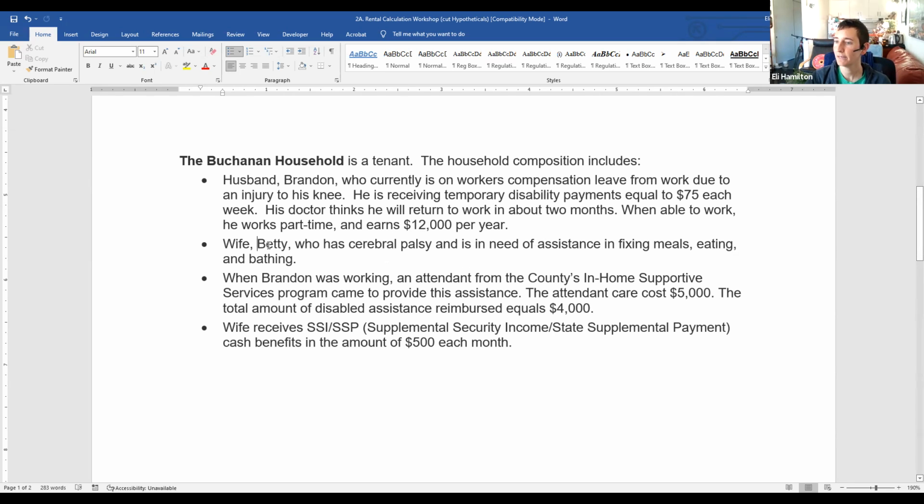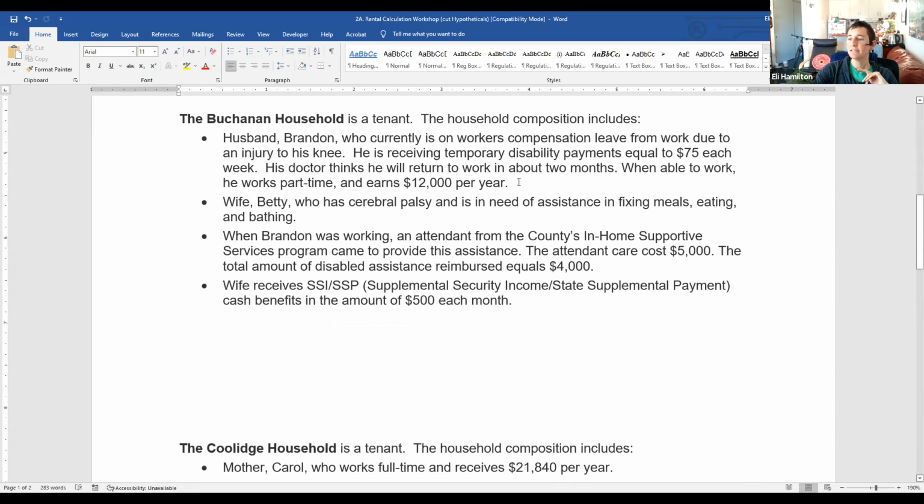And then his wife, Betty, does not have any income indicated, but she does have a diagnosed disability and she does need in-home assistance. When Brandon is working, there is in-home supportive services that comes to provide attendance, and the cost of that care is about $5,000, but up to about $4,000 are reimbursed. So the total cost to the couple is $1,000. And then Betty does actually have some disability income, SSI, that she gets in the amount of about $500 each month.